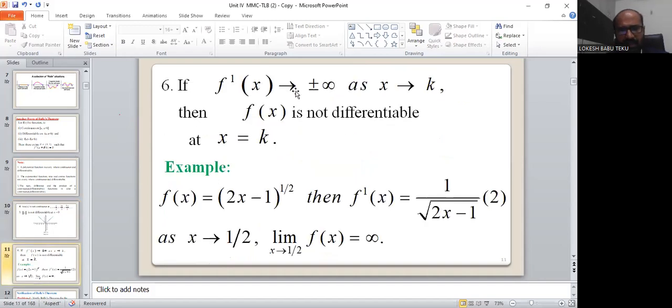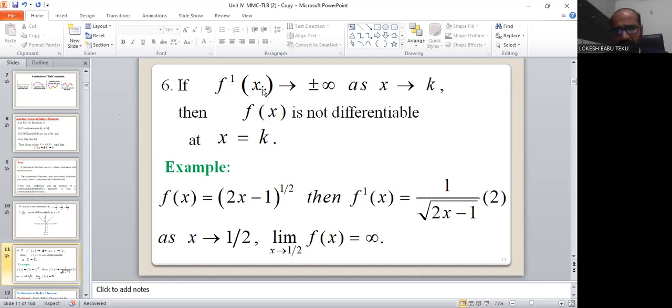Next, if f dash x is infinity, it means if you take any f of x and by differentiating, f dash x is infinity, simply it is not differentiable. So the simple technique is: if f dash x is infinity, then you can simply say it is not differentiable.